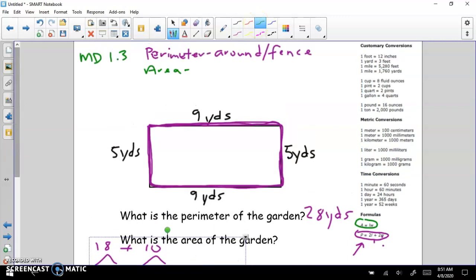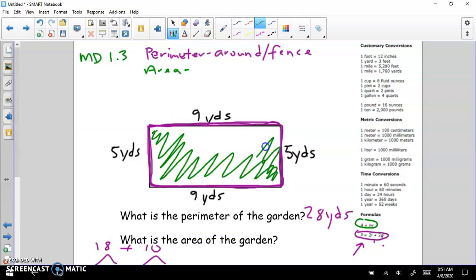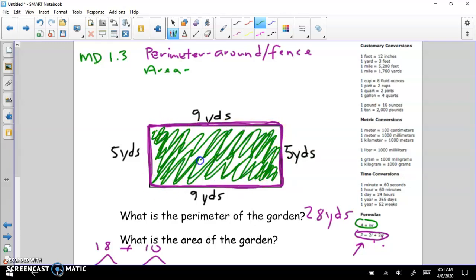Area is related as well. Area is going to be all of this good stuff that you're fencing in to keep people away. All of this space in here is going to be our area. So area is the space within a shape.